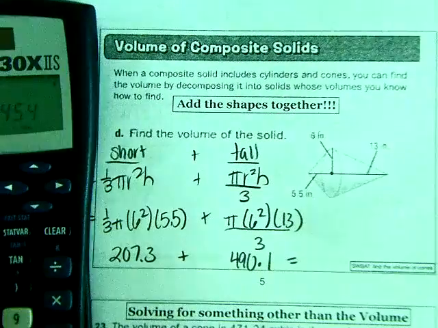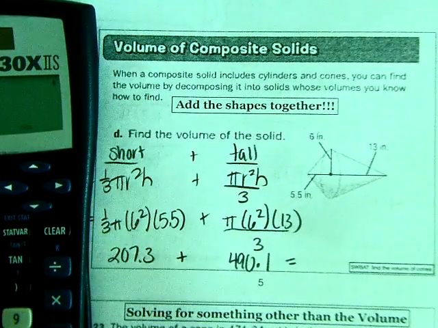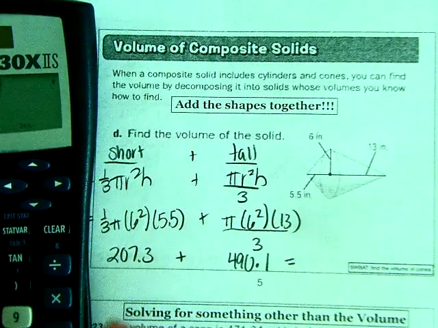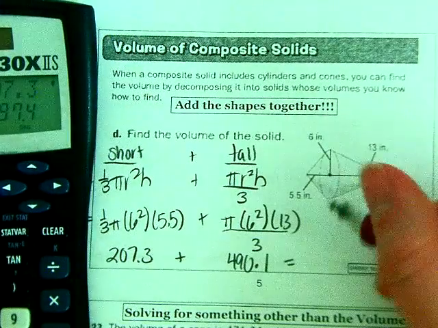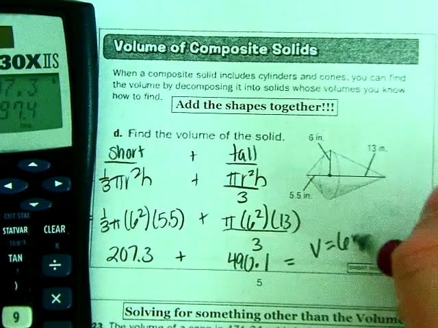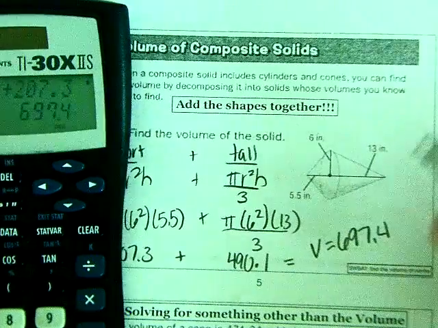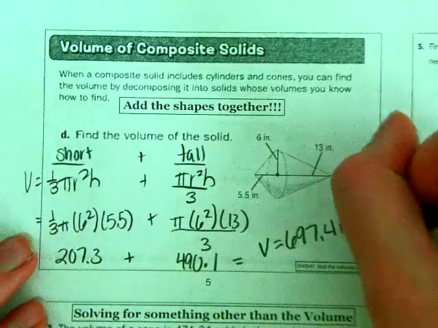That, and so then I'm going to add those together. 490.1 plus 207.3 is total volume of 697.4 inches cubed.